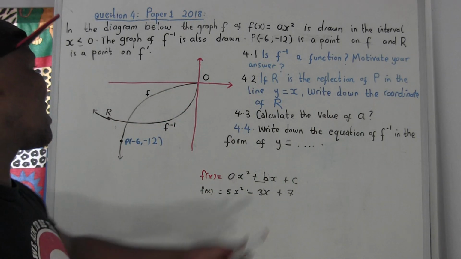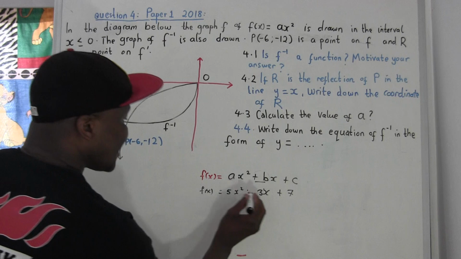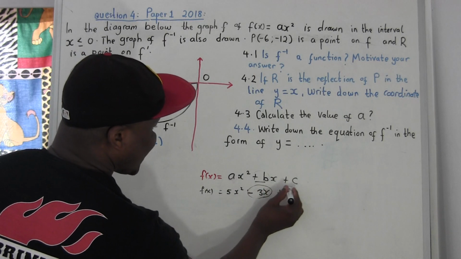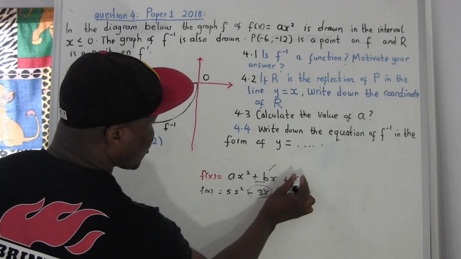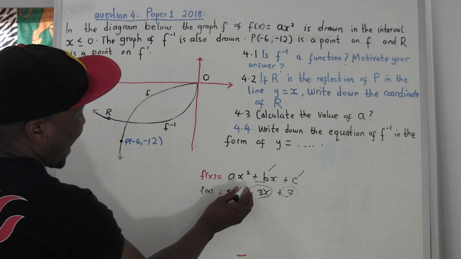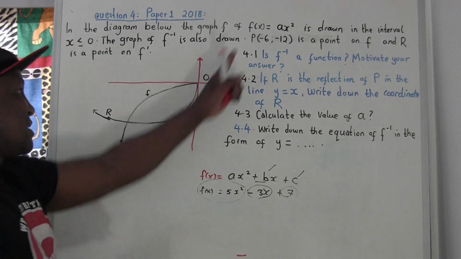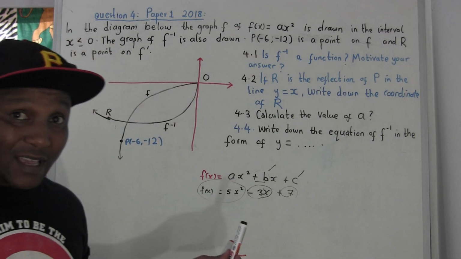So for this case, when they say ax squared, it means there's nothing here, so b equals 0 and c equals 0. So you only have that term. But we don't have a value for a.